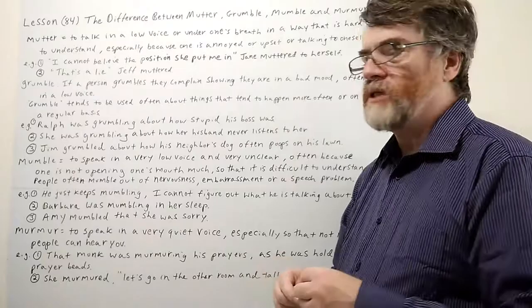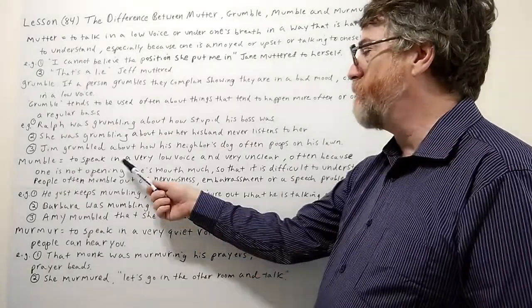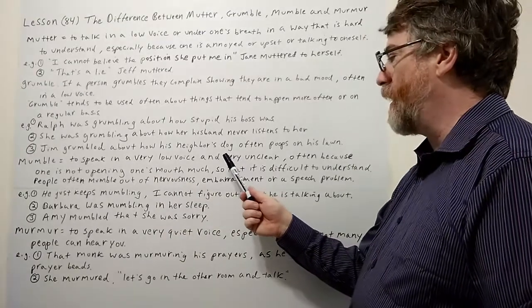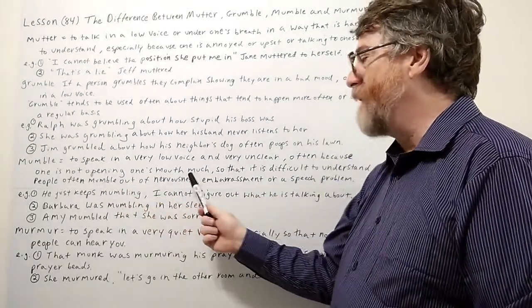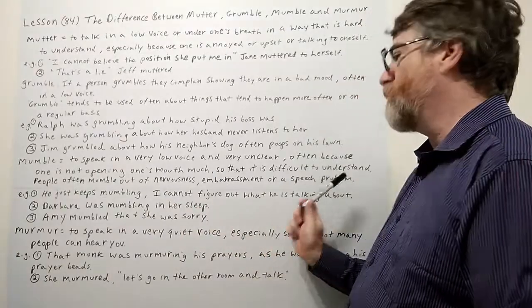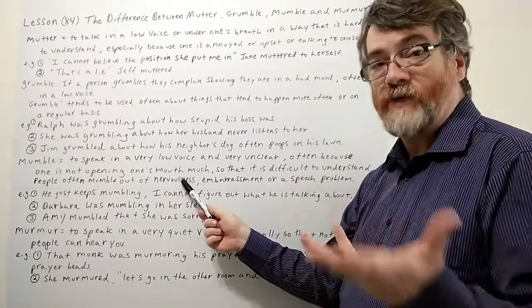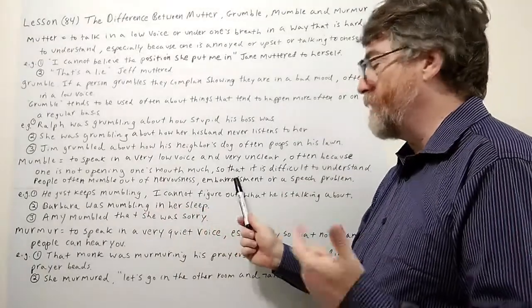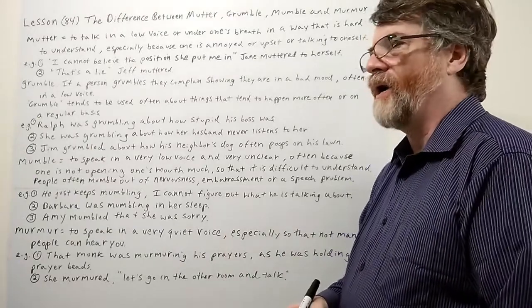So it's probably the most difficult to understand in that sense. So let's look at mumble. To mumble is to speak in a very low voice and very unclear, often because one is not opening one's mouth much, so that it is difficult to understand. People often mumble out of nervousness. It could be because they're nervous, embarrassment, or it could be a speech problem.